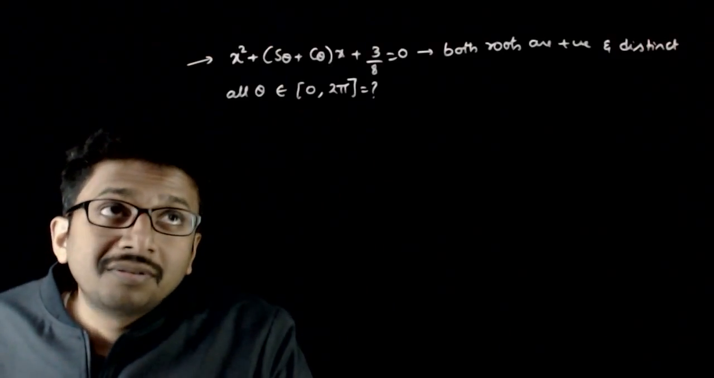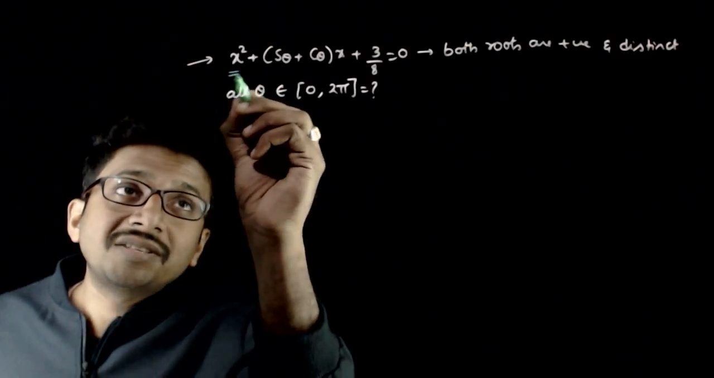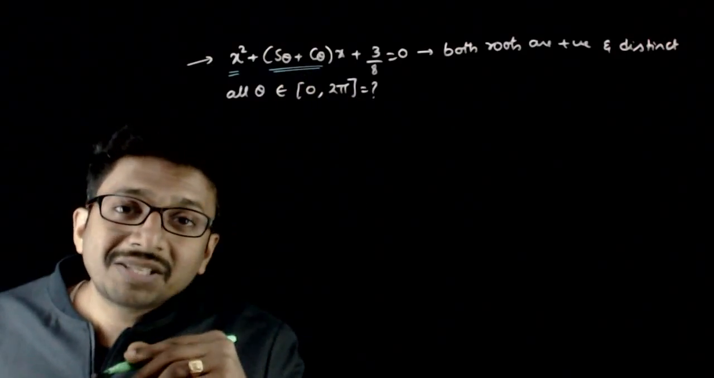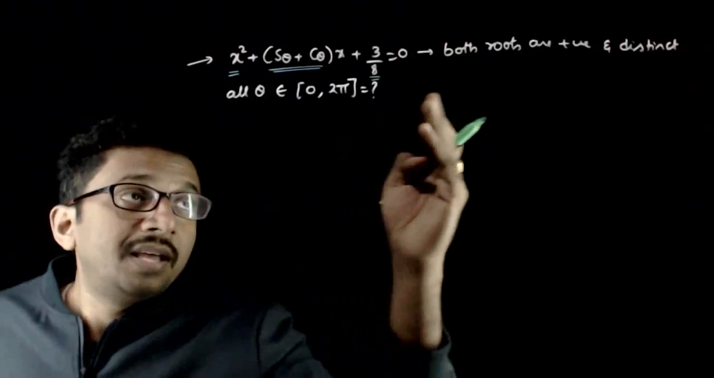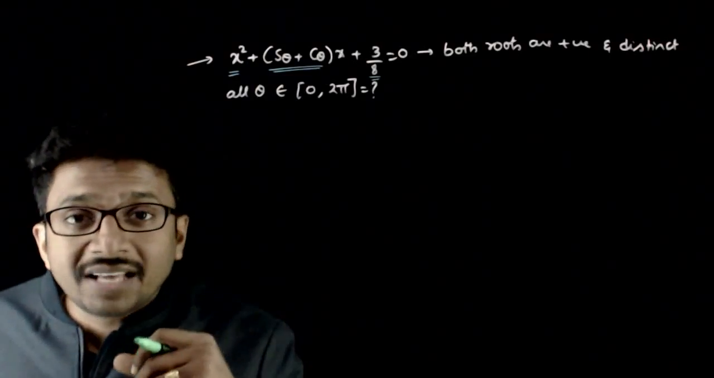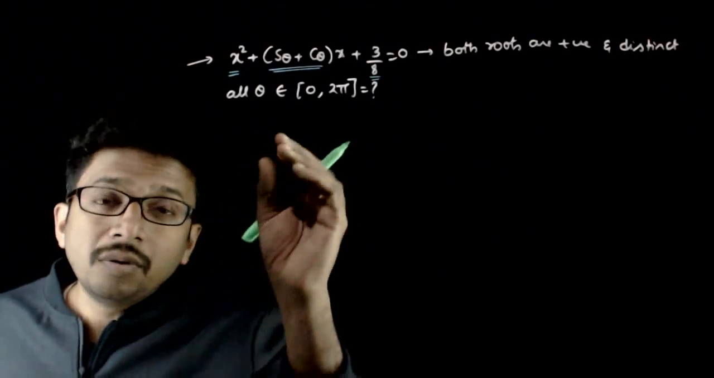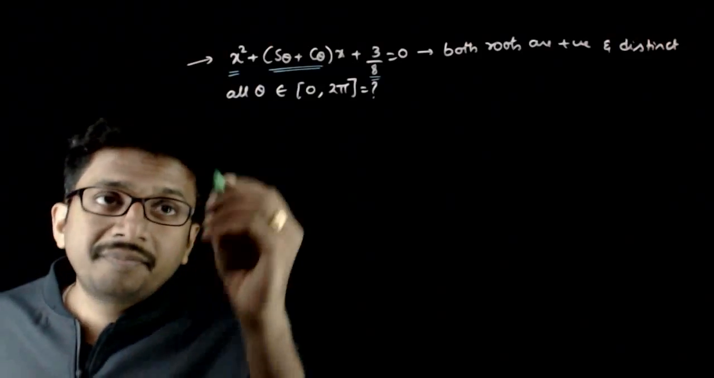So welcome students. In this question you're given a quadratic equation x square plus (sin theta plus cos theta) into x plus 3 by 8 is equal to 0. And it's given that both roots of this equation have to be positive and distinct. If that is so, what are the possible values of theta?